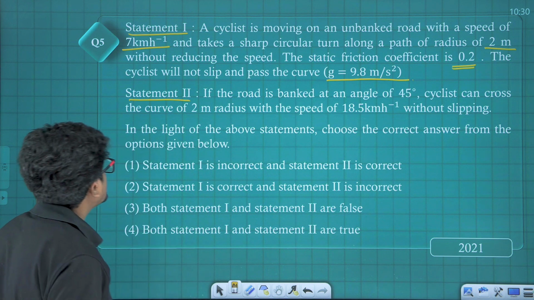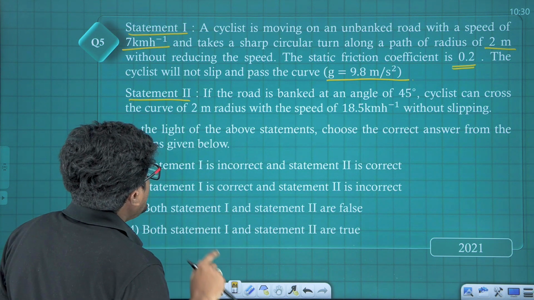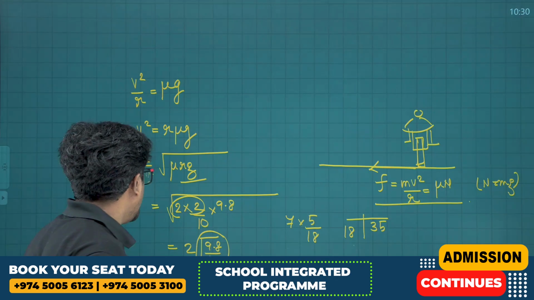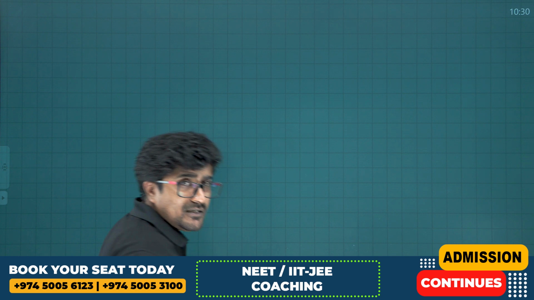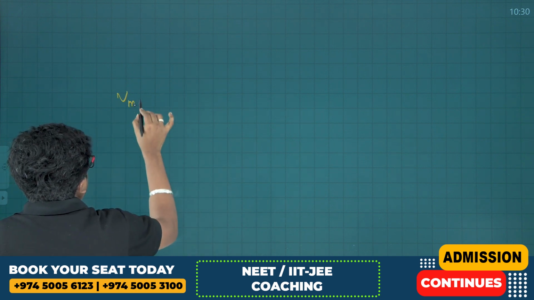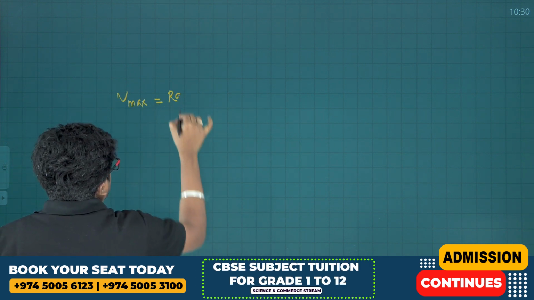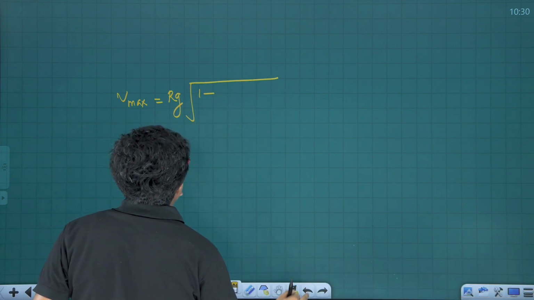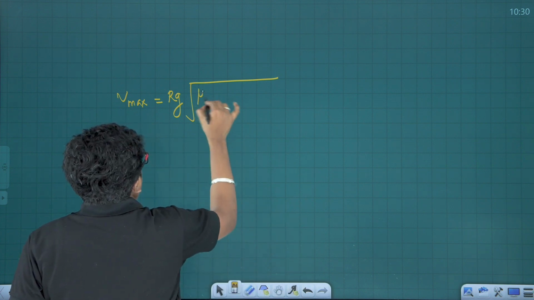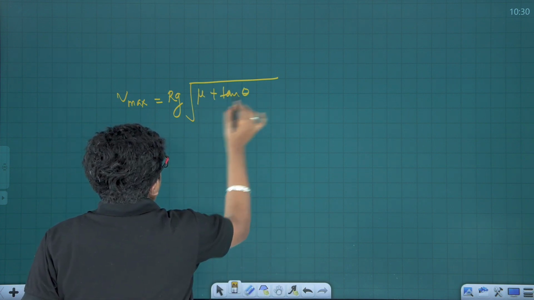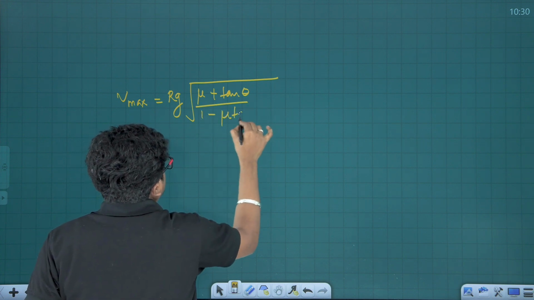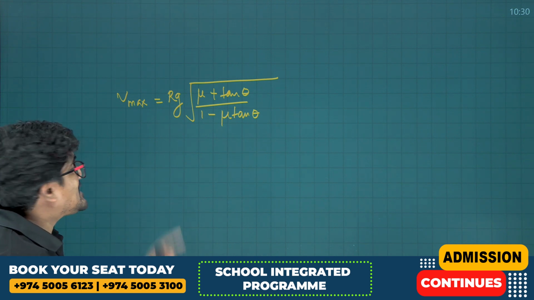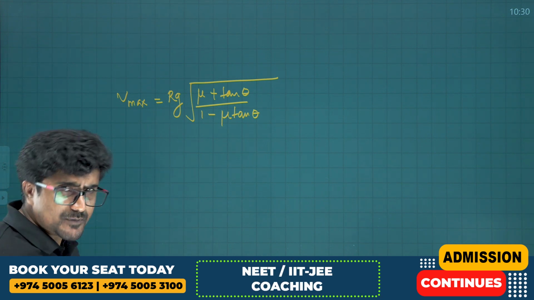Alright, now come to the next. Statement number 2 says, if the road is banked at an angle of 45 degree. So here, if it is banked, then what is the value of V max? V max is root of Rg into (mu plus tan theta) upon (1 minus mu tan theta). I repeat, V max is equal to root of Rg into (mu plus tan theta) upon (1 minus mu tan theta). That is a general expression.